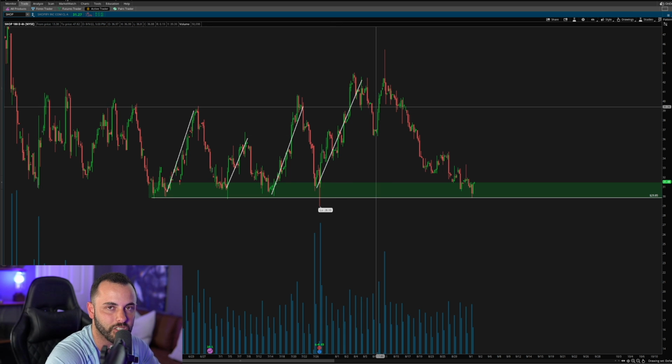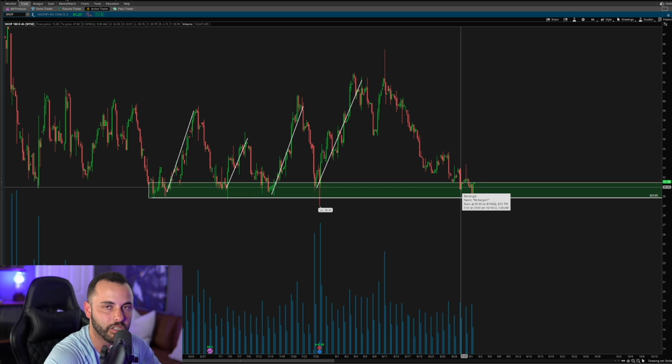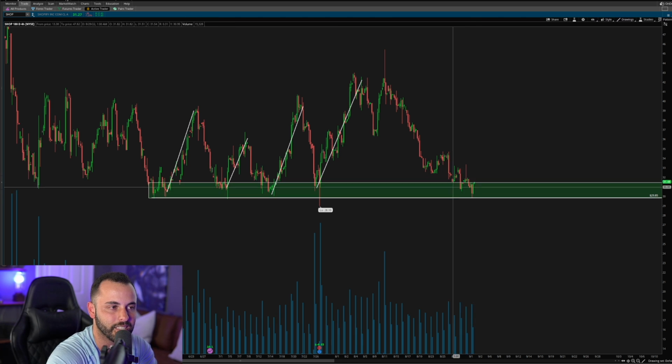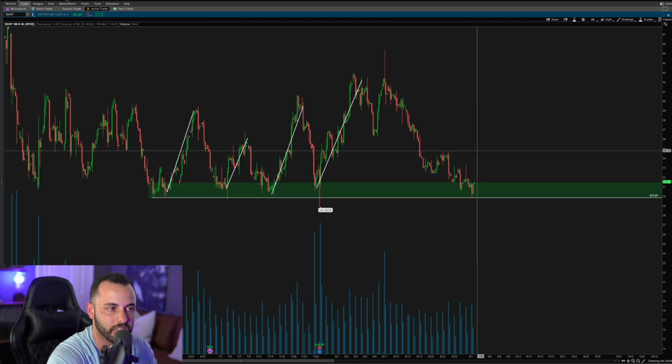So I am in the understanding that every time that Shopify comes back down to this level, there could be some type of a demand hold, and there could be some upside on this play. Basically, what I'm watching for is the potential for Shopify to bounce out of this demand once again and push to the upside. My risk on this play is a very small risk. I have a stop loss under 30.